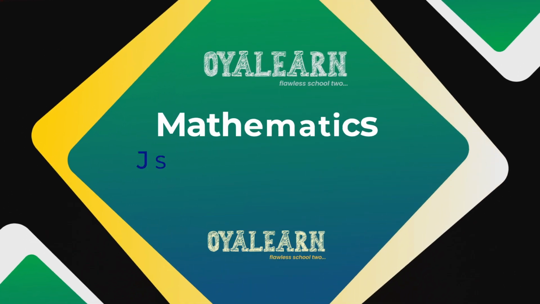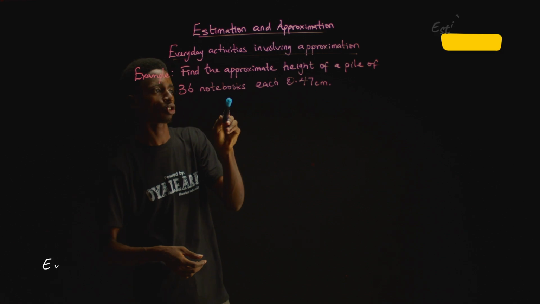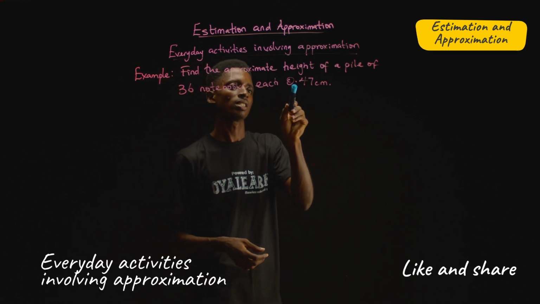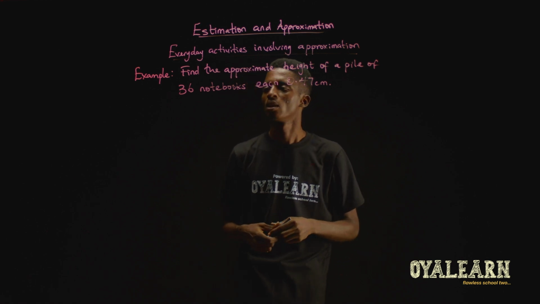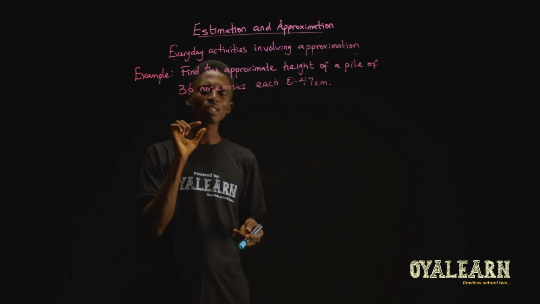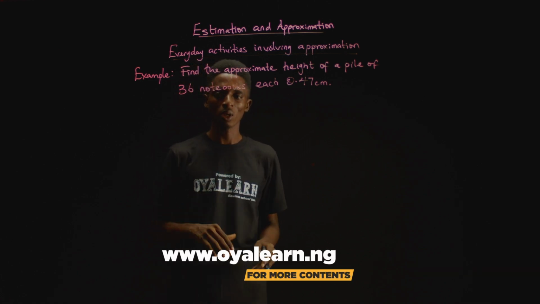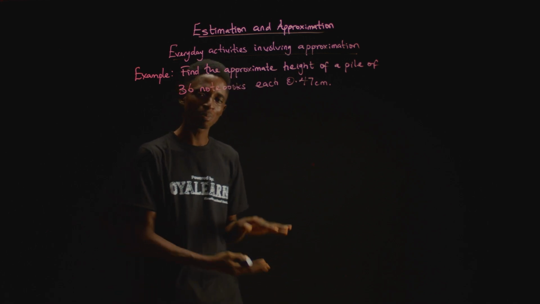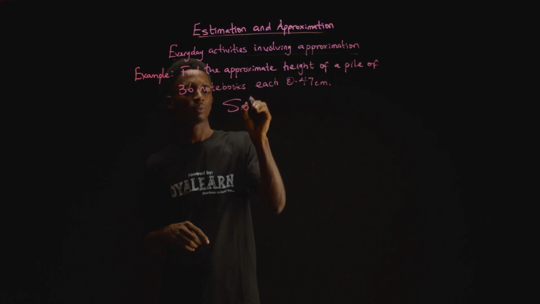This question says, find the approximate height of a pile of 36 notebooks, each 0.47 centimeters. So that is, if you have a pile of 36 notebooks and each of those books has a height of 0.47, we have to find how tall that pile is going to be. So let's see the solution.